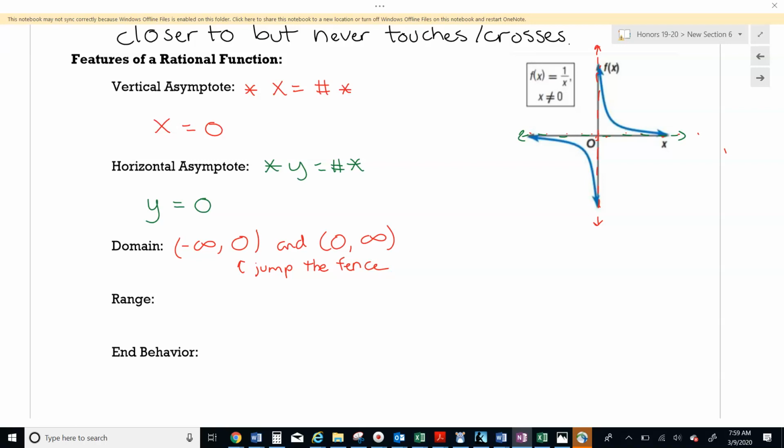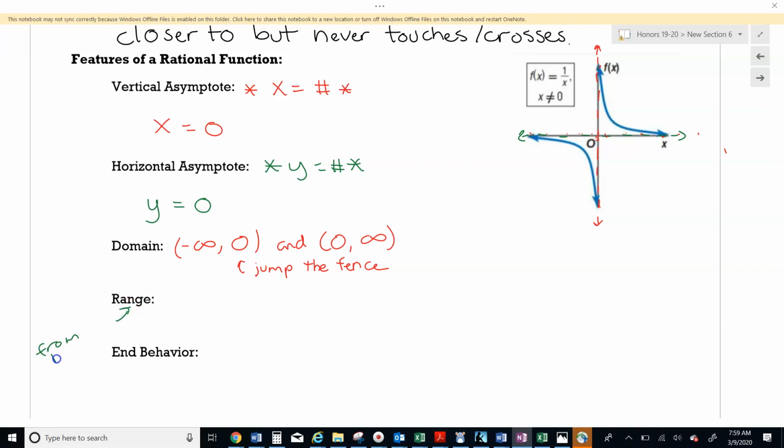So you have to jump the fence of your asymptote. Same thing for our range. Okay, again, range always goes from bottom to top.